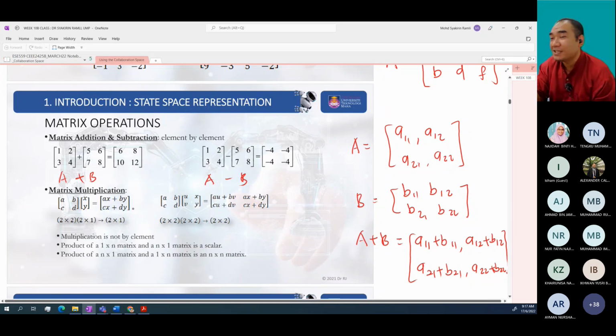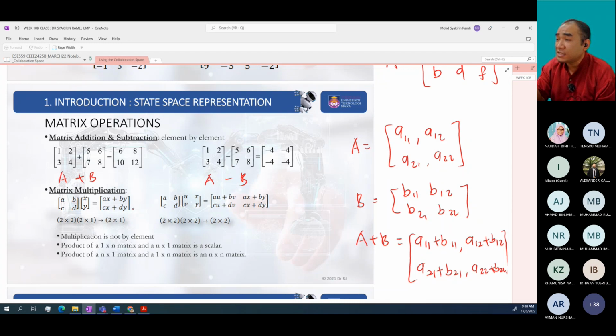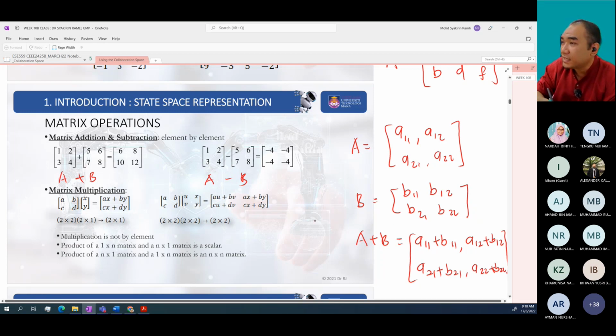Kalau dimension tak sama, macam mana tambahkan? 3 kali 2 dengan tambahkan dengan 5 kali 6. So the matrix addition and subtraction is only possible if both of them are of the same size. Right. So that is the matrix addition dan juga subtraction. Right. The next one is going to be the matrix multiplication.